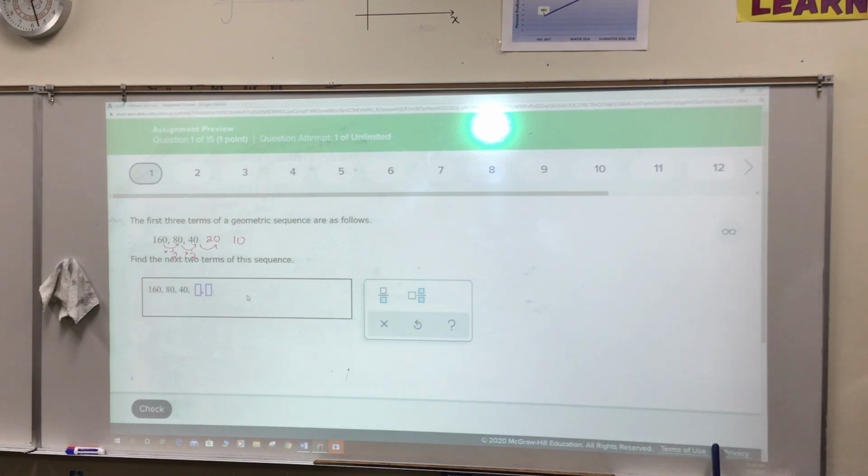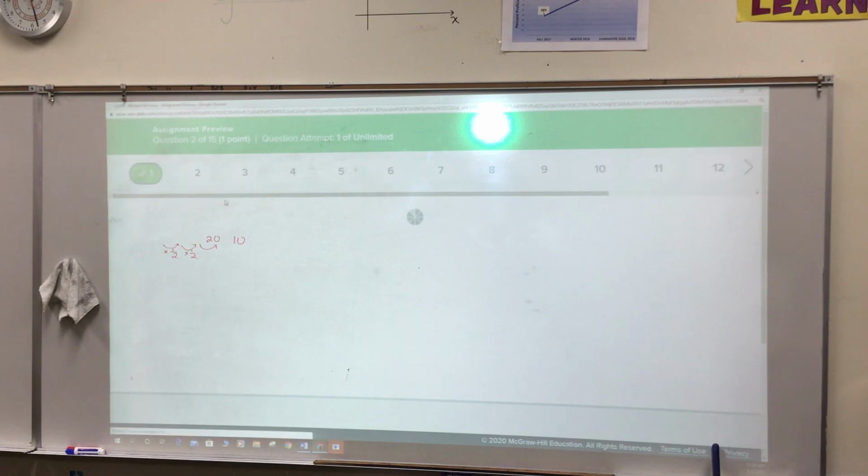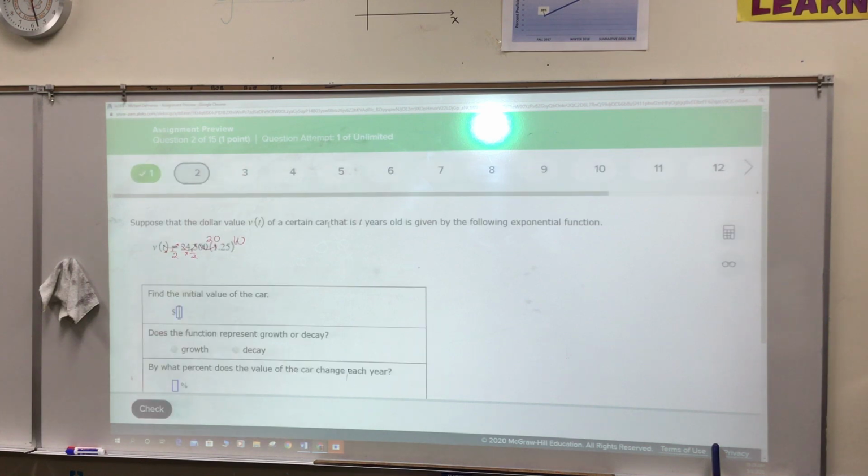Okay, so you're looking for the multiplying number. Sometimes it's a fraction like this. Sometimes it's a whole number. Once you find it, put the next two terms in, you get it right.